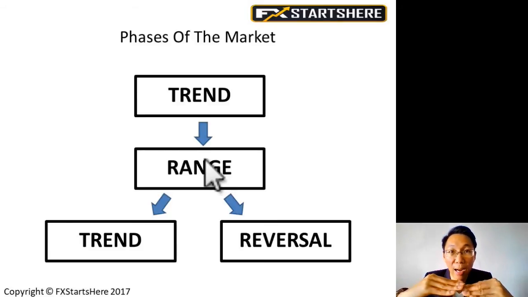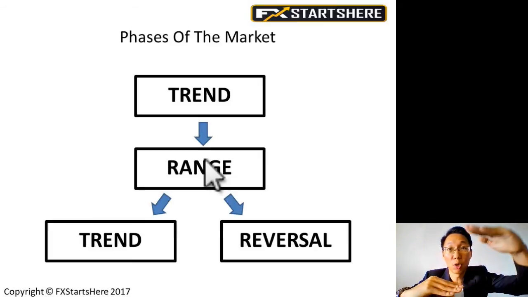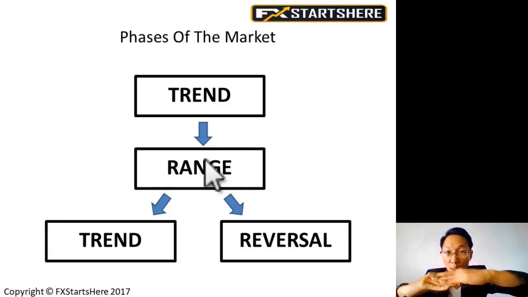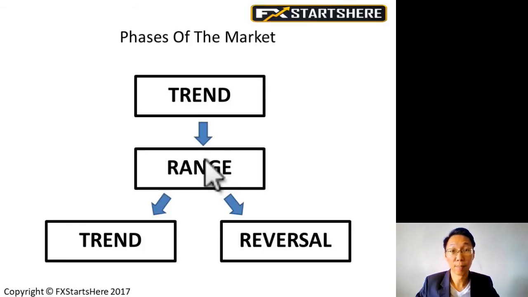A lot of traders will say, okay, buy at the bottom, sell at the top. So what happens? You see a range, and by the time you trade, sell at the top, the price goes further up, because it's a trend already. Or you say buy at the bottom, the price keeps bouncing up, but when you buy, the price goes all the way down. Why? Because the range has ended. So when you see a range, trade a trend strategy.